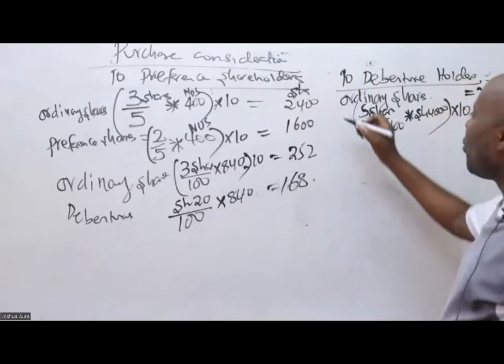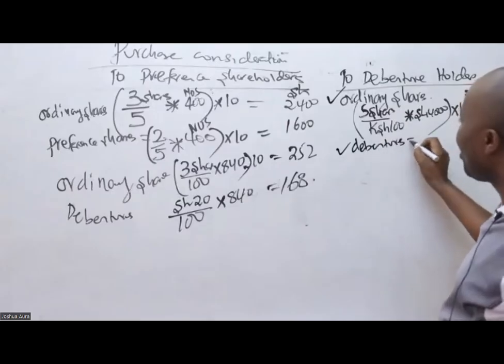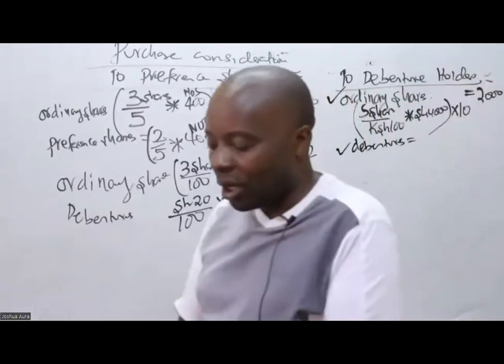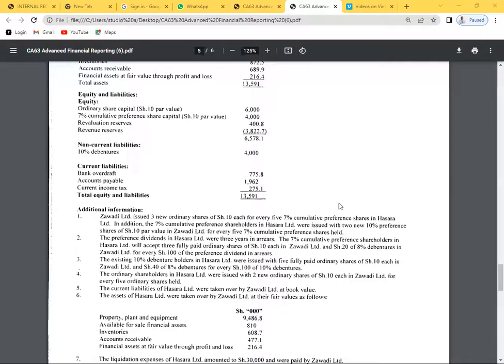Now from there, we are also going to give them some other class of debentures. Could you kindly give me this figure out of your own calculation? For debentures, we're giving them debentures in note number 3. We've been told here 10 each, and the shillings 40 of 8% debentures for every 100. So how much debenture worth are we giving these same debenture holders?